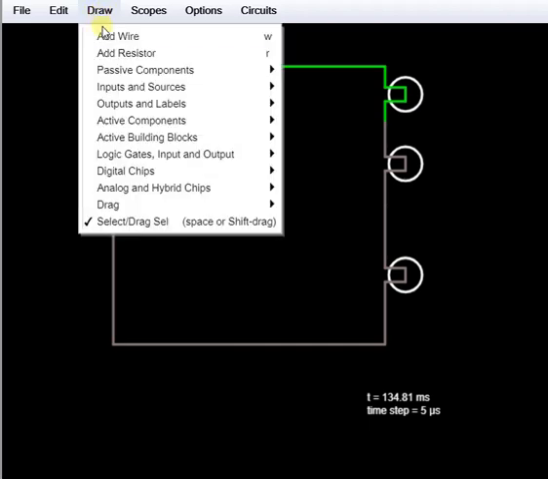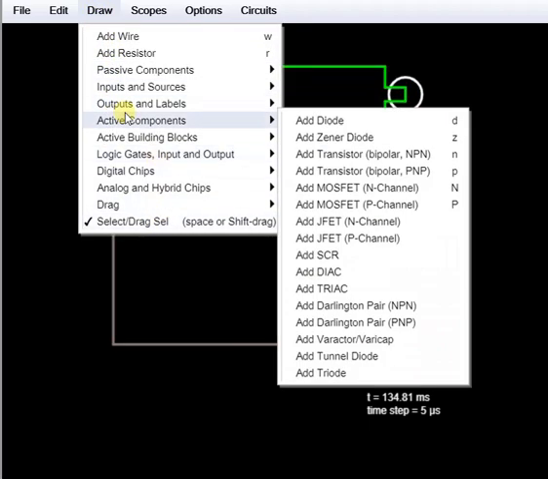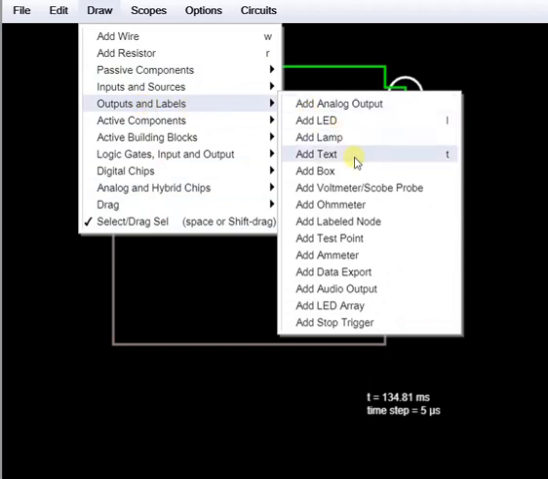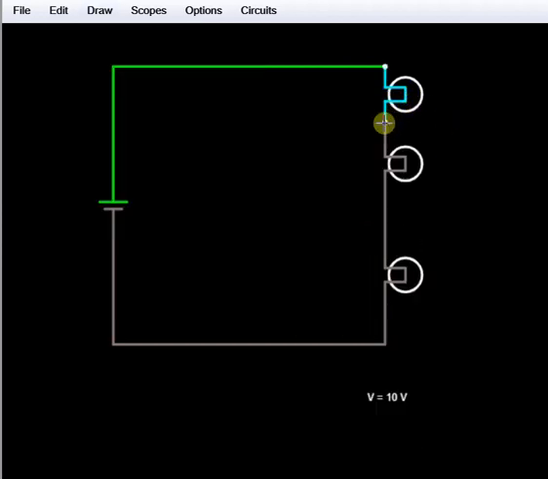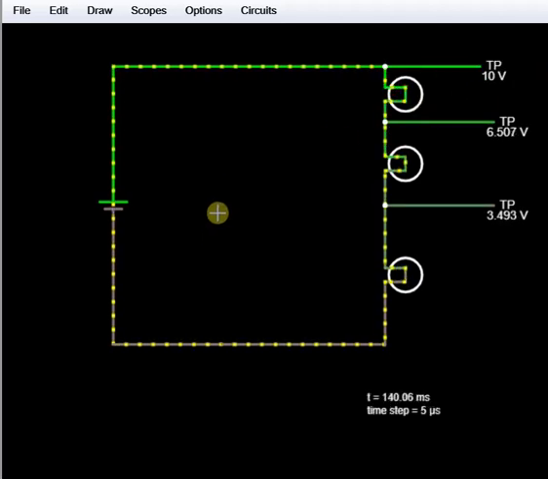So let me check out and observe what is the voltage at different points in the circuit. I will be adding the test points across each bulb. So I have added the intermediate test points, and I'm going to run the circuit.